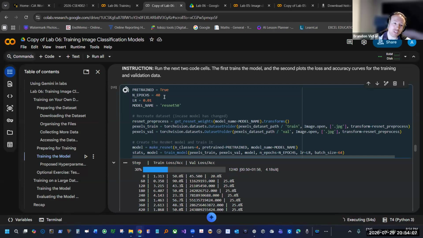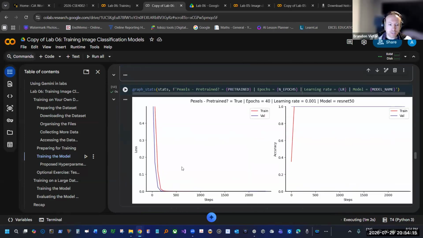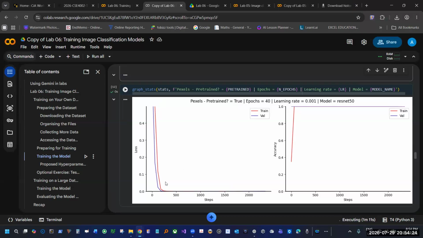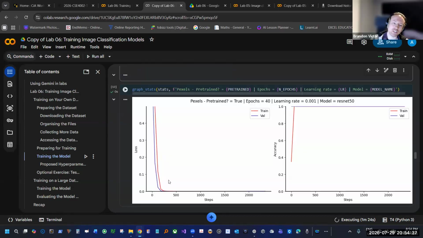In fact, you saw before in the graph that you've just created, if you scroll down to it, that was 40 epochs. You probably only need to do 10 here, and it would be fine. So the fewer the epochs, the better? No, not always. In this case it is, because the model learned very, very quickly. But in most cases, you need to increase the epochs.